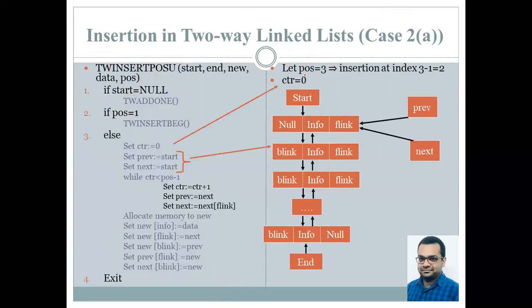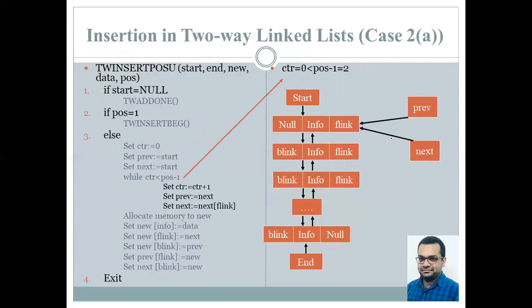Let's say we are given the position of insertion as 3. Therefore, the index of insertion will become 3 minus 1, that is 2. Since start is not null, we are given this two-way linked list. Therefore, two-way add 1 will not be called, and also position value is not 1. Therefore, this procedure will also not be called. Now the control jumps to the else part, initializes the value of the counter by setting it to 0. Previous and next both are made to point to the start, that is the address of the first node.